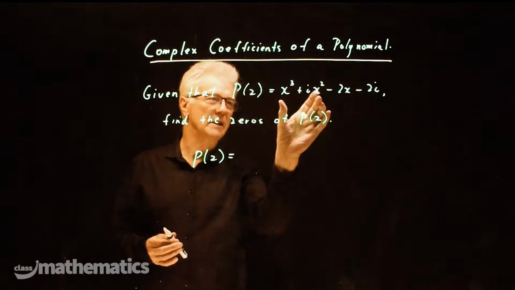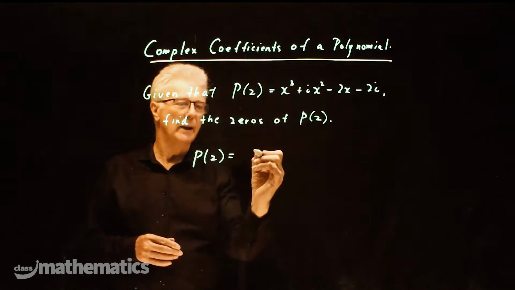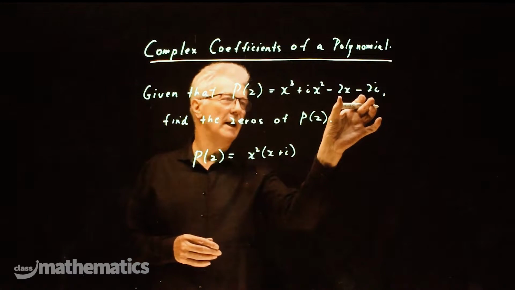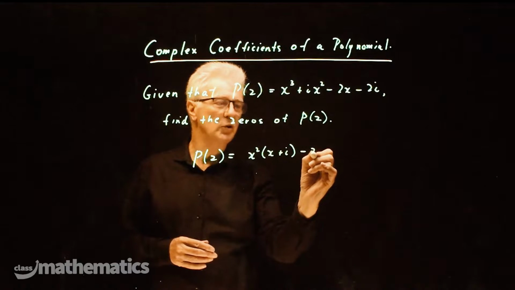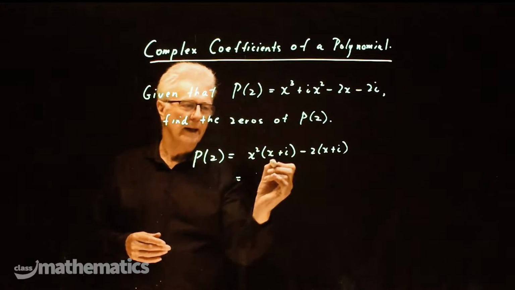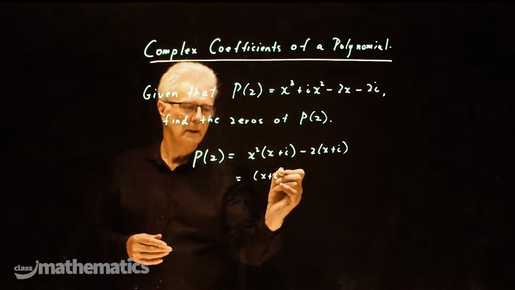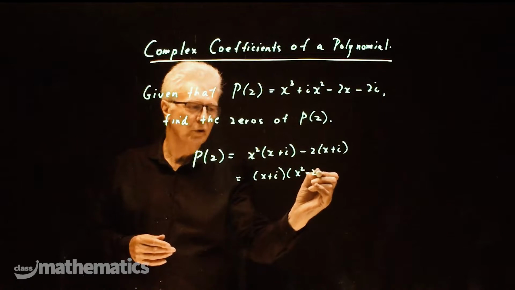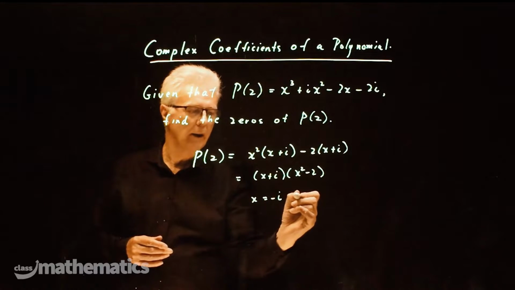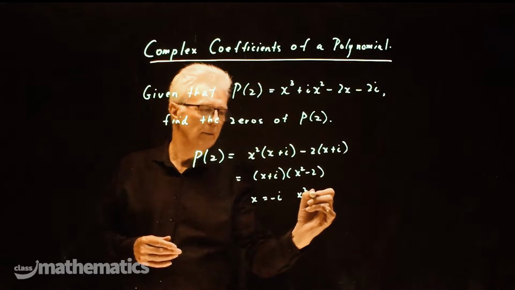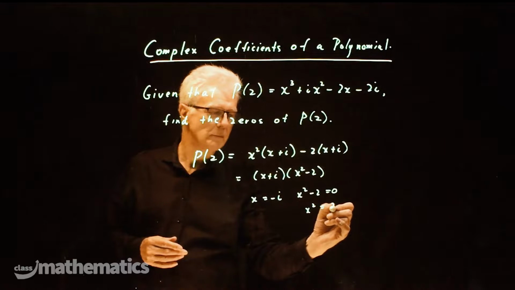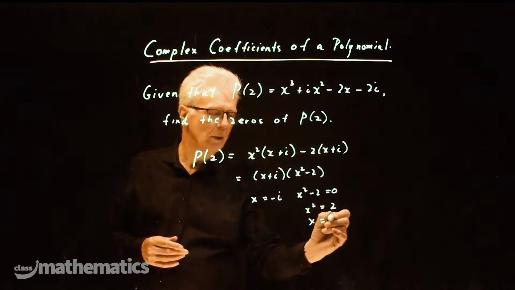So to factorize this, we'll split this one down the middle and we'll get x squared outside of x plus i, and take the common factor of minus 2 here, and we'll get minus 2 outside of x plus i. That's simple. So now we take out x plus i as a common factor, and we've got x squared minus 2. So therefore we have x equals minus i, or x squared minus 2 equals 0, which obviously becomes x squared equals 2. So x equals plus or minus root 2.